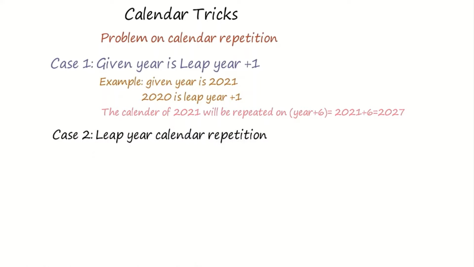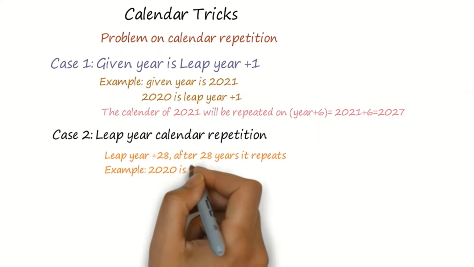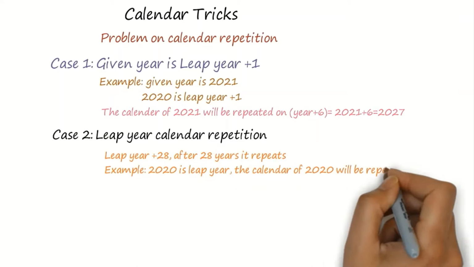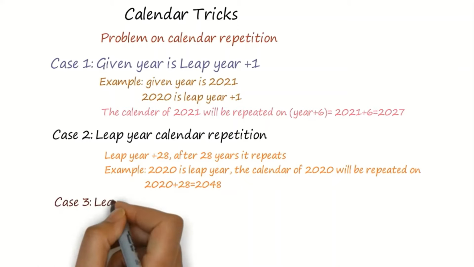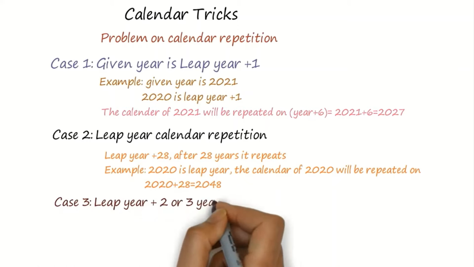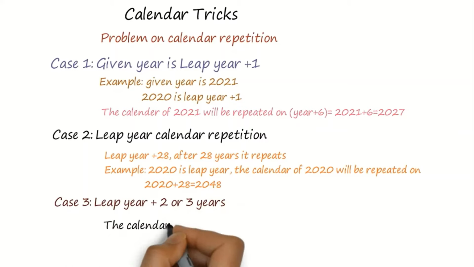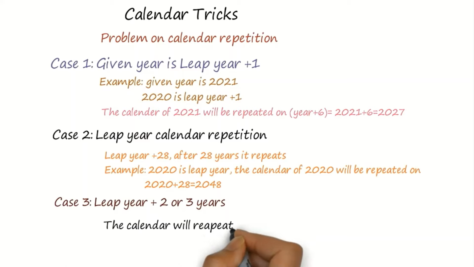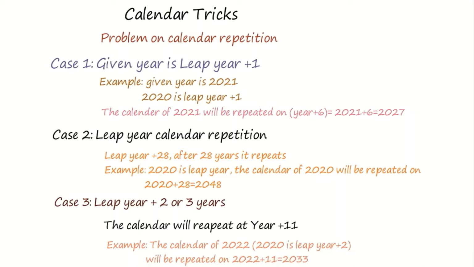Now case 2. Leap year calendar repeats after 28 years. So for example, 2020 calendar will be repeated on 2020 plus 28, that is 2048. Now case 3, if the given year is leap year plus 2 or plus 3, then the calendar will be repeated after 11 years. So for example, 2022, which is leap year plus 2, will be repeated on 2022 plus 11, which is 2033.